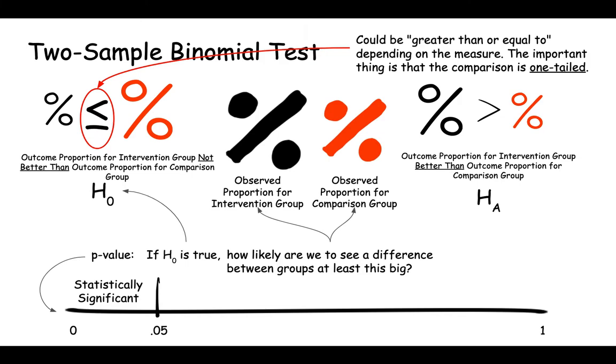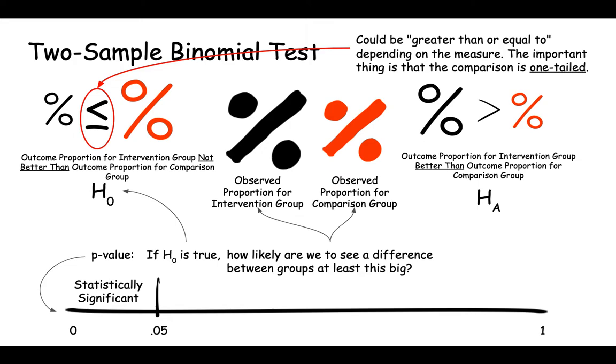The first approach we're going to talk about is hypothesis testing. In this case, with two independent groups, we're going to be using the two-sample binomial test. And our null hypothesis is that the outcome proportion for the intervention group is not better than the outcome proportion for the comparison group. And that could be greater than or equal to, or less than or equal to, depending on what you're talking about.